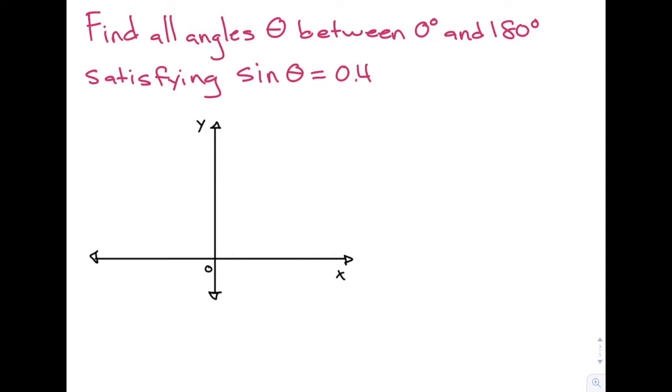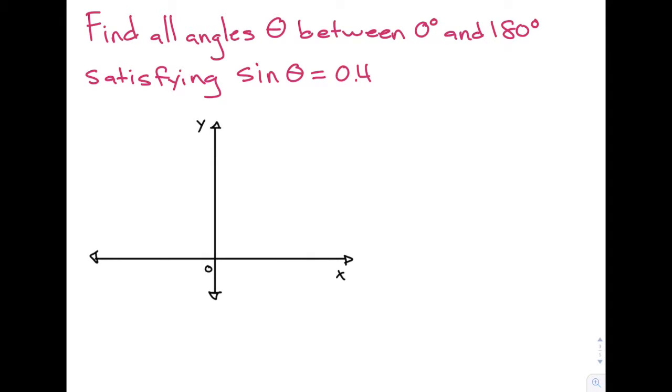Find all angles theta between 0 degrees and 180 degrees satisfying sine theta equals 0.4. I think it's always good to begin these kinds of problems by drawing a picture. So I've got a set of axes here, and let's consider what we expect to find. We're looking at all angles between 0 degrees and 180 degrees, so we're looking at just the top half of the xy coordinate plane.